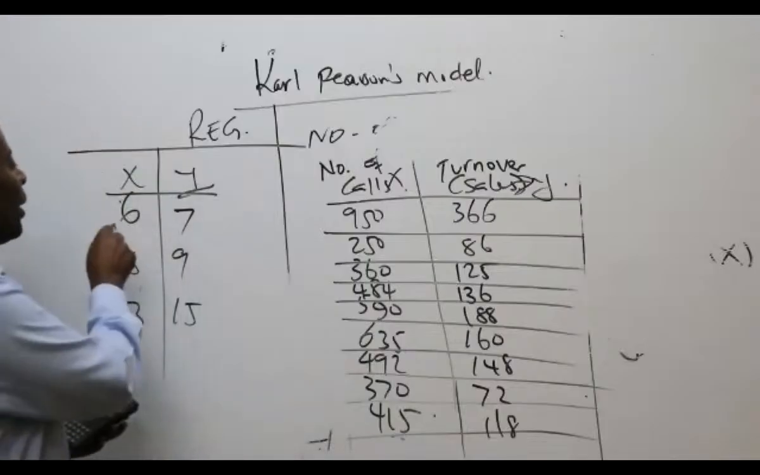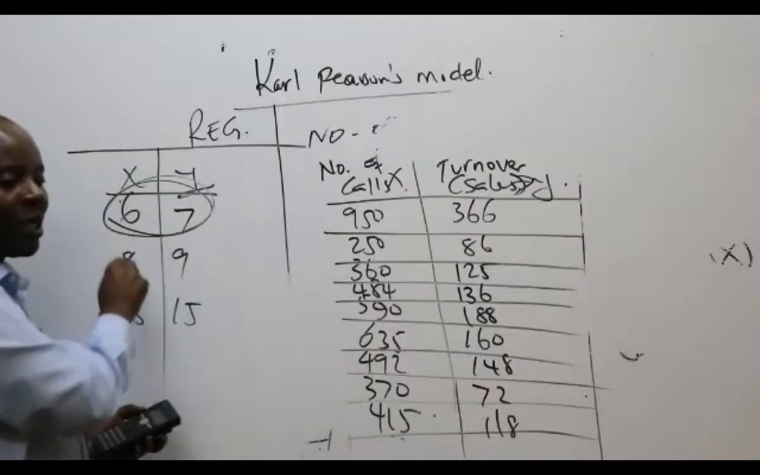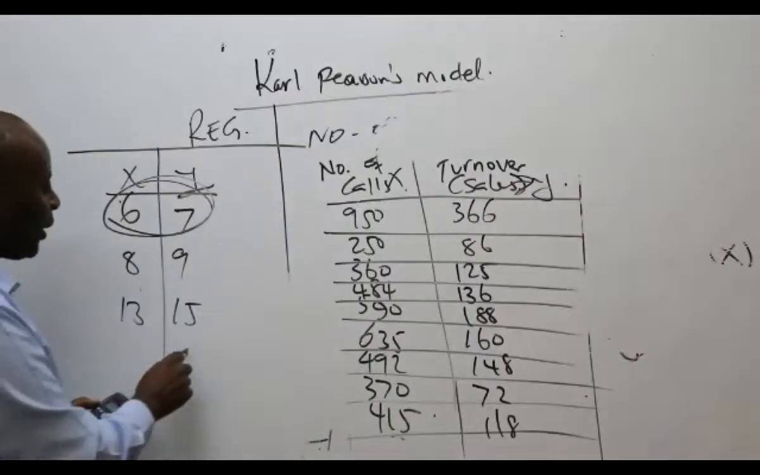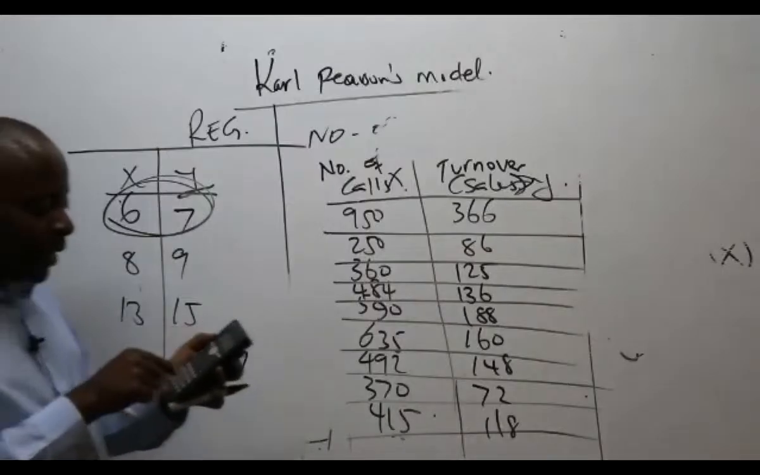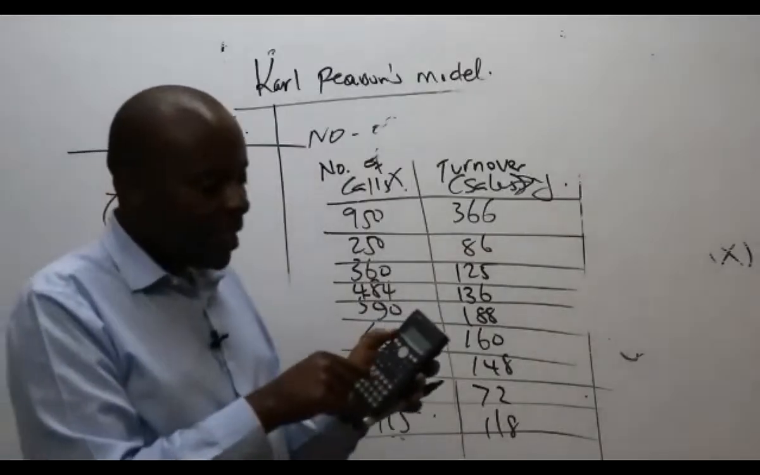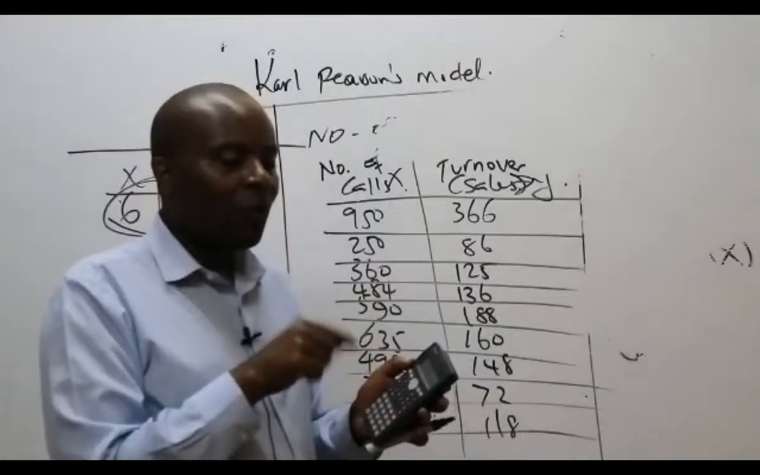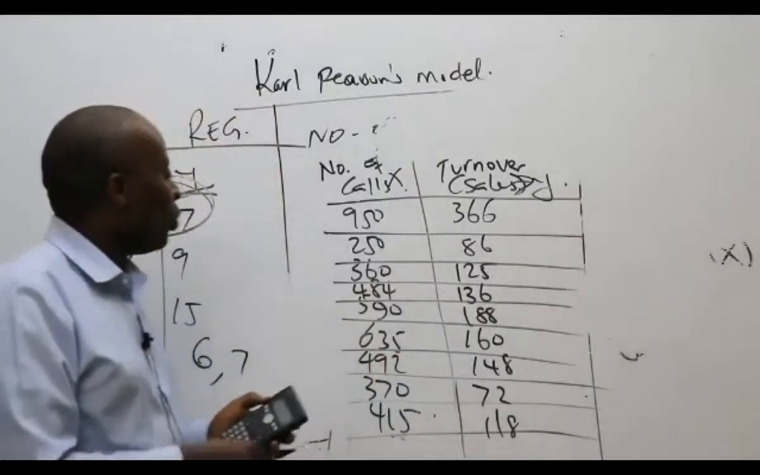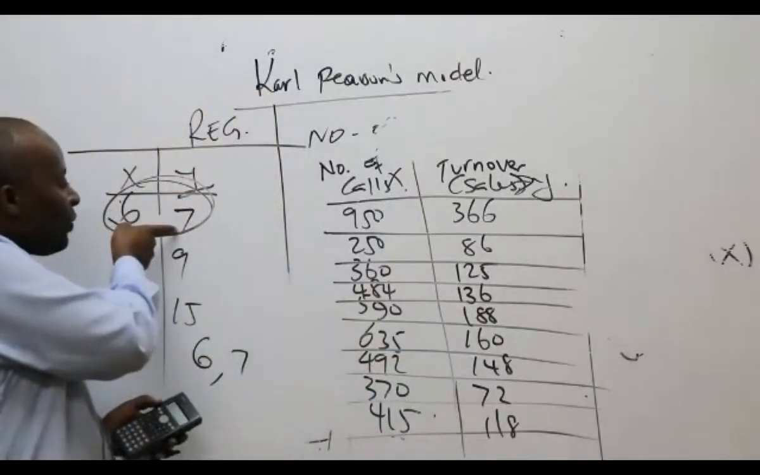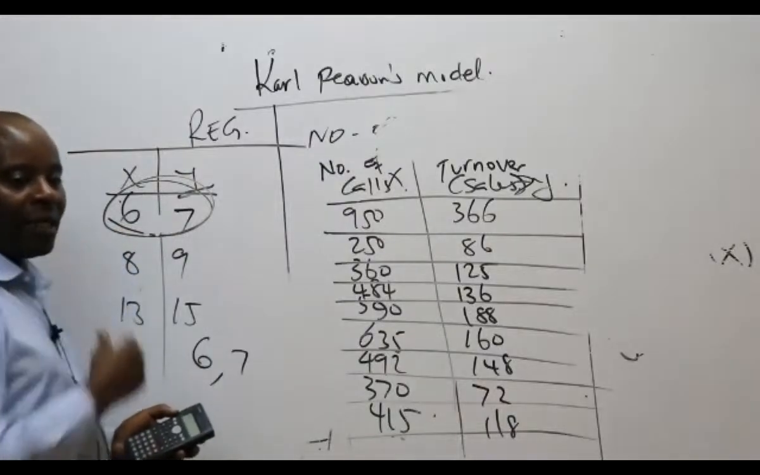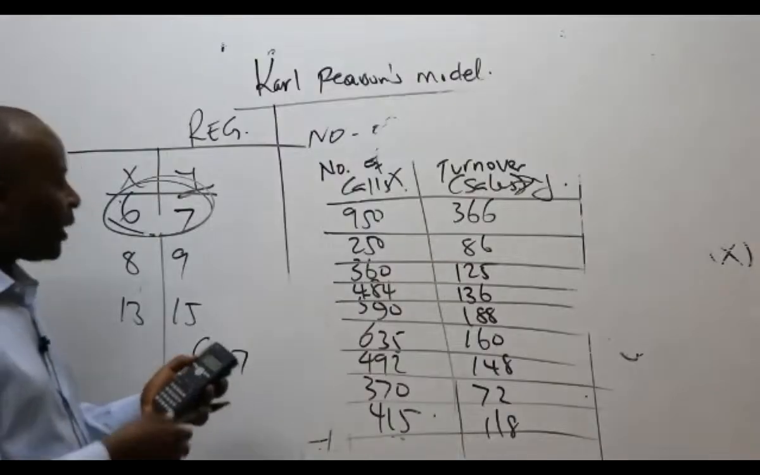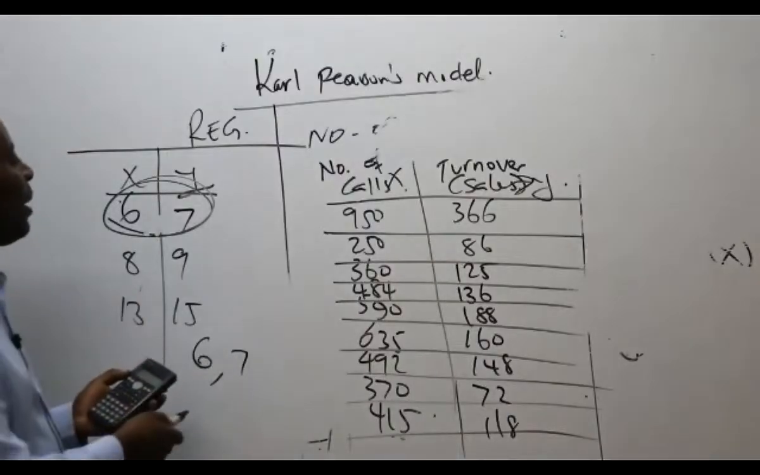Now, I want us to pick the first number into the operating memory of our calculators. So I would want us to say 6,7. There is a button somewhere near the AC, a comma for separating numbers. So I would want you to press there 6,7. Once you say 6,7, we would want to enter this into the operating memory.